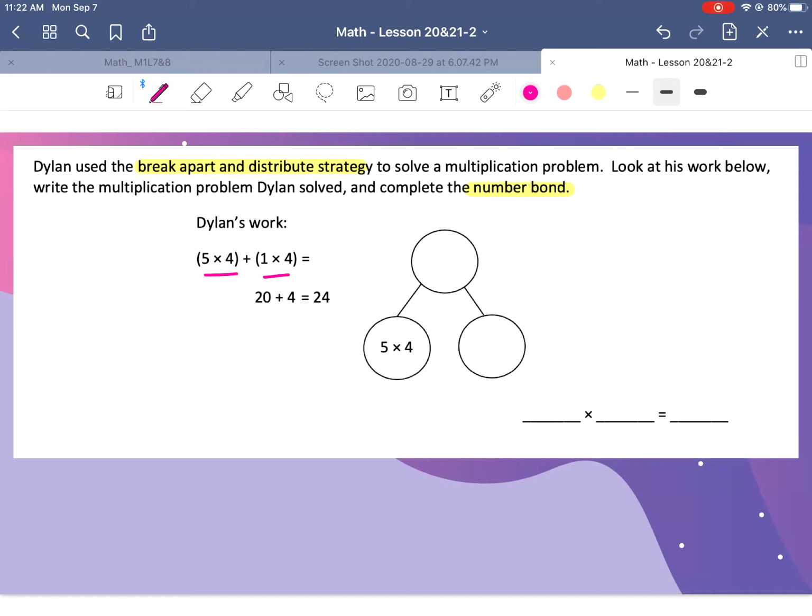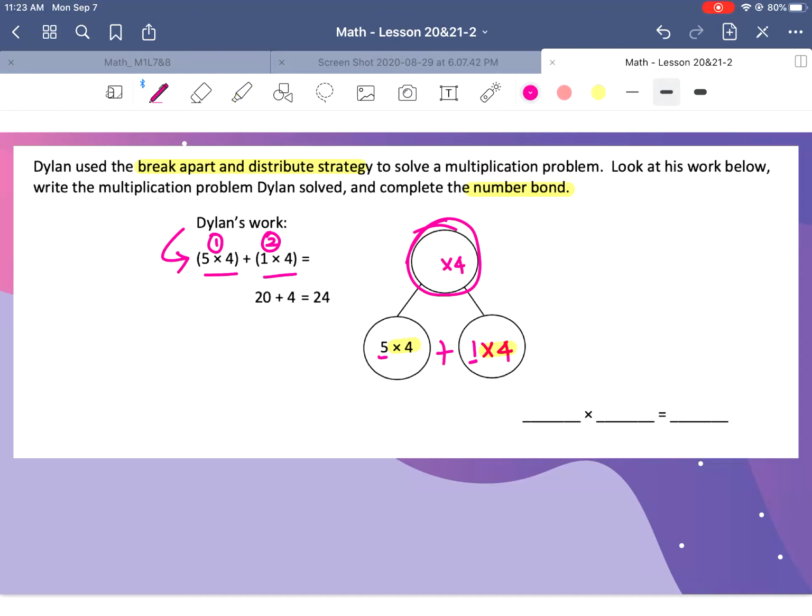So 5 times 4 plus 1 times 4. So this is the question that Dylan is solving. So this is my first bubble and this is my second bubble. So I'm going to just fill in my second bubble first. And then we know that the bubble on top is the sum of the bubbles on the bottom. So keep my operation the same.